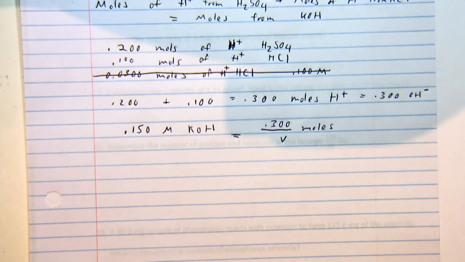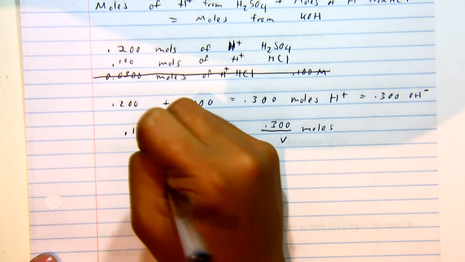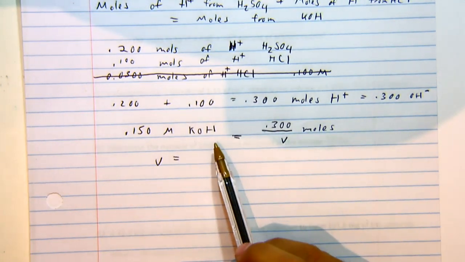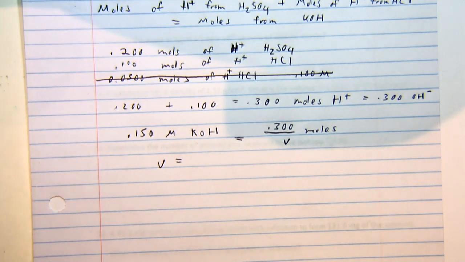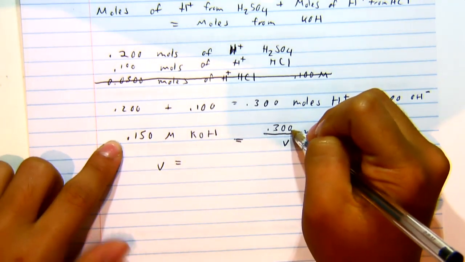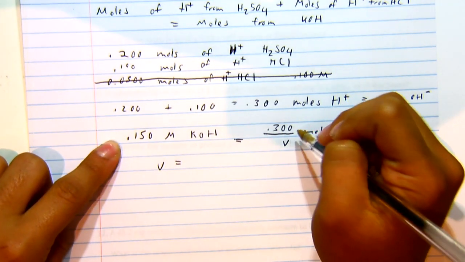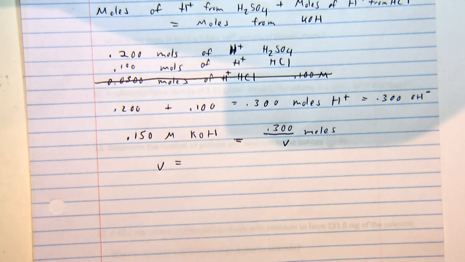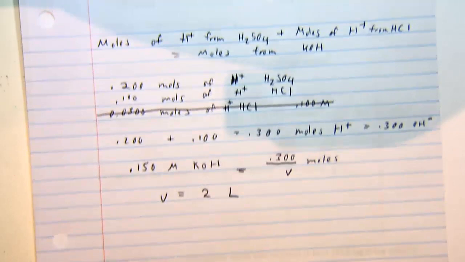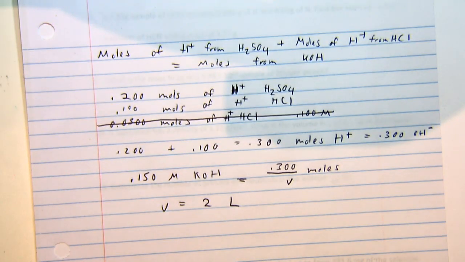Once you do that, the volume would equal... I don't have a calculator on me. Could someone do it? You would have to multiply V times 0.150, so it'd be 0.300 divided by 0.150. What answer do you get for that? Great. So then the volume would be 2 liters.